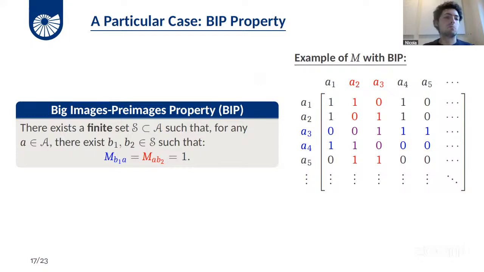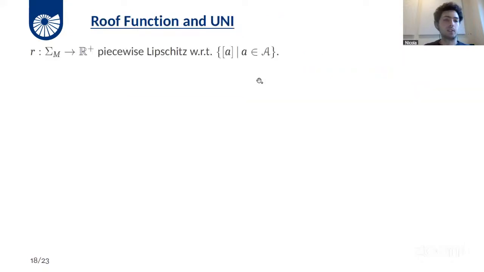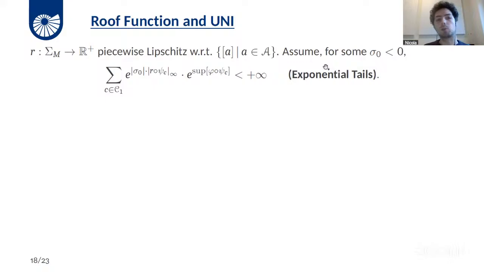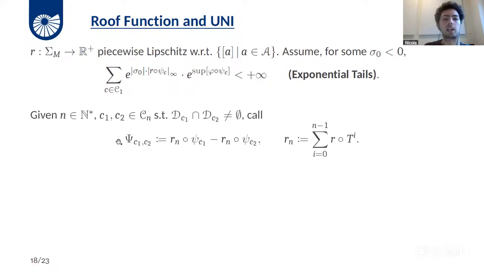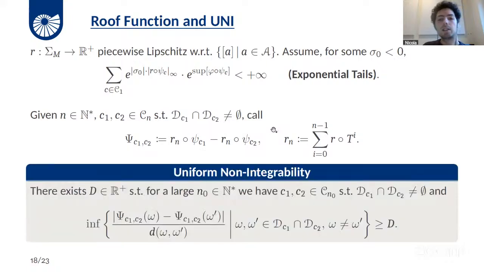Now, let's get back to the more general case. We define the base system. The root function is just sufficiently regular, let's say piecewise Lipschitz. It has exponential tails, meaning that we have some control on its growth. And then we must state the uniform non-integrability condition, the one Paulo told us before. We can state it using this function capital psi, which involves the Birkhoff sums of the root function and 2 cylinders. Then the request is that if we compare differences of this capital psi on 2 different points with their distance, then this infimum must be greater than a certain specific positive real constant for a sufficiently large n0.